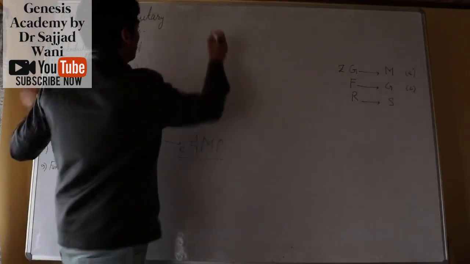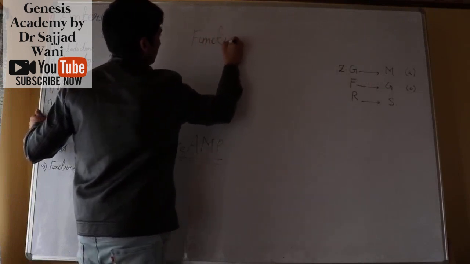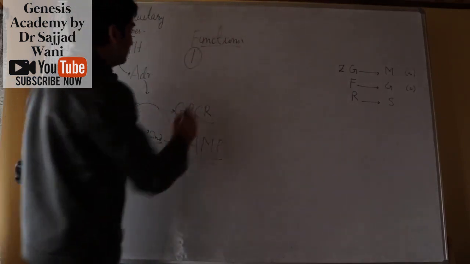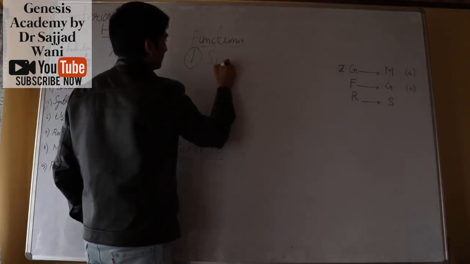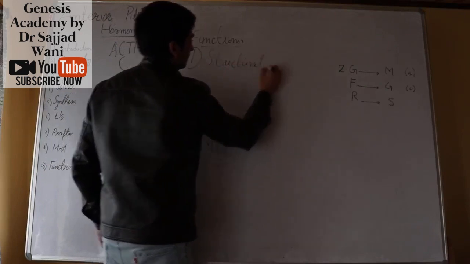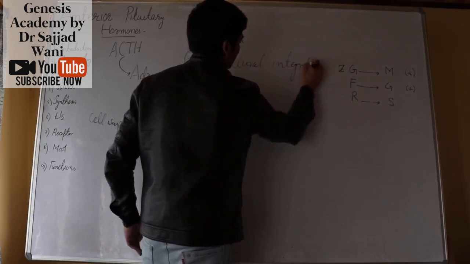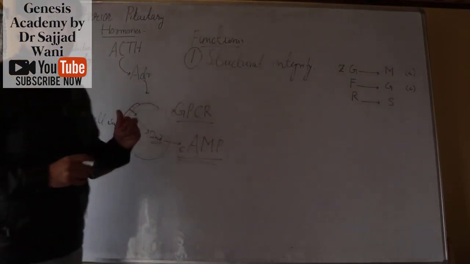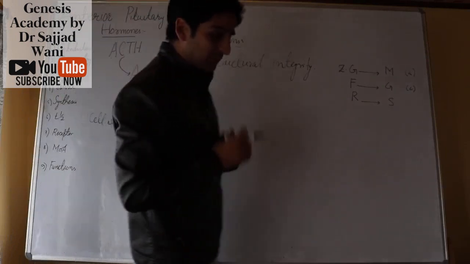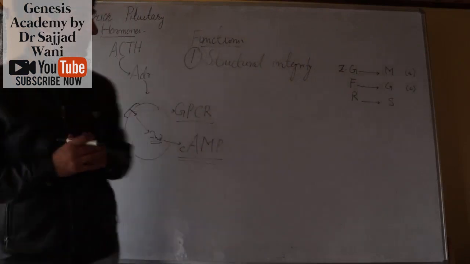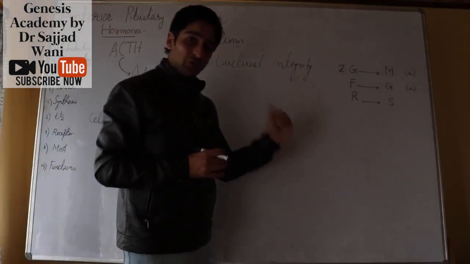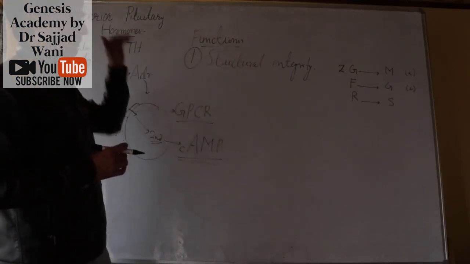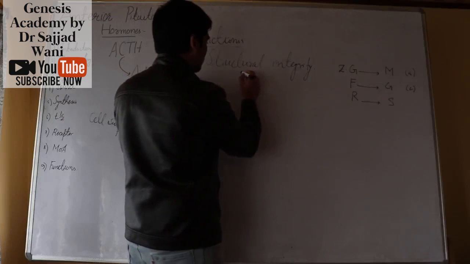Now we will go for the functions of this hormone. The primary function of this hormone is the maintenance of the structural integrity of the adrenal cortex, you must remember. It has two important functions. The first function is the maintenance of the structural integrity and vascularization of the adrenal cortex, especially the zona fasciculata and also the zona reticularis. So the prime function is the maintenance of the structural integrity and the vascularization of the adrenal gland.